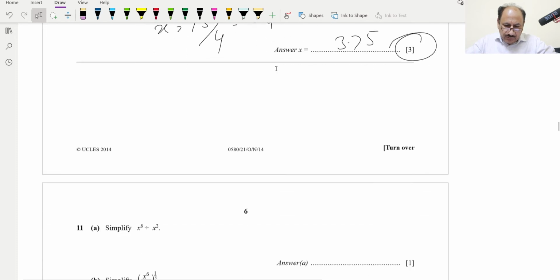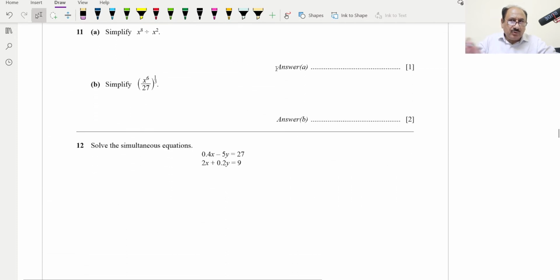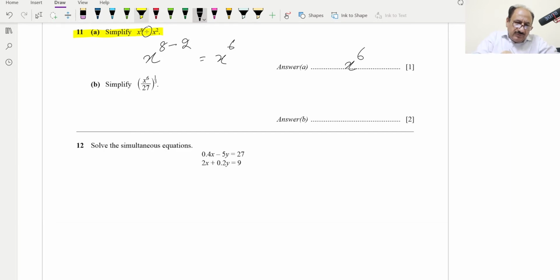Now we can move to question number 11. Question number 11 says simplify this one. This is an indices question. So what we will do, we will write it as x raised to power 8 minus 2, because these are being divided, so powers will be subtracted. So bases are same, powers will be subtracted, so the answer will be x raised to the power 6. Now for the b part, simplify this one.